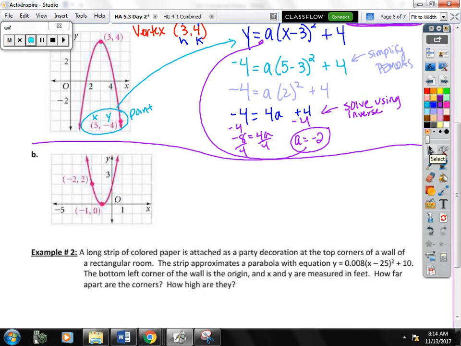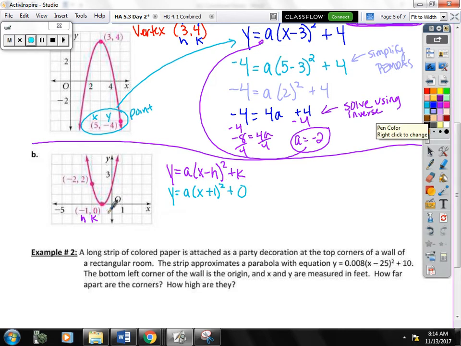So again, identify your vertex, which you can just label. This is my vertex, so that's my h comma k. Write it on the picture. So we'll have y equals a times x minus h squared plus k. Substitute those values in for h and k. So this is x minus negative 1, which would be x plus 1, plus 0. Again.